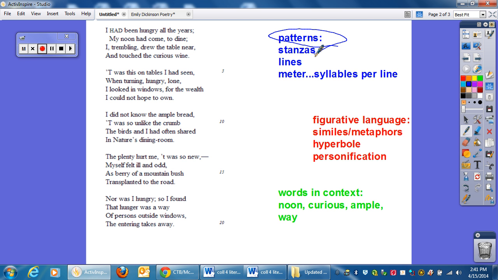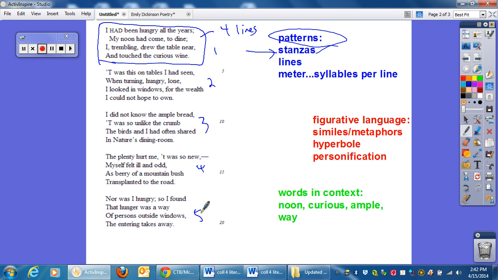So the first thing we're going to look for are what are called stanzas. Stanzas are paragraphs inside of poems. In this case, we have a stanza right here because it's set aside. And we've also noticed that it has 4 lines. If we were to count the number of stanzas in this poem, it would go 1, 2, 3, 4, and 5. So that's one way of looking at a pattern.